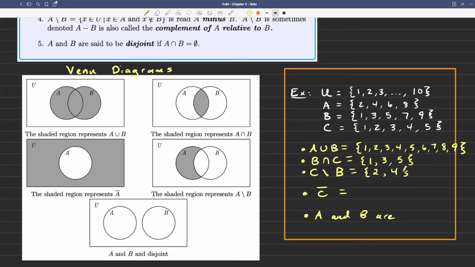And then the complement of C is just everything in the universe, and the universe is just 1 through 10. So the complement of C is just everything in 1 to 10 outside of 1 through 5. So we'd get 6, 7, 8, 9, and 10. And then when we look at the relationship between A and B there, we see that A consists of even numbers and B consists of odd numbers. So A and B don't have any elements in common, so they're disjoint. We see that A intersect B is the empty set. All right.